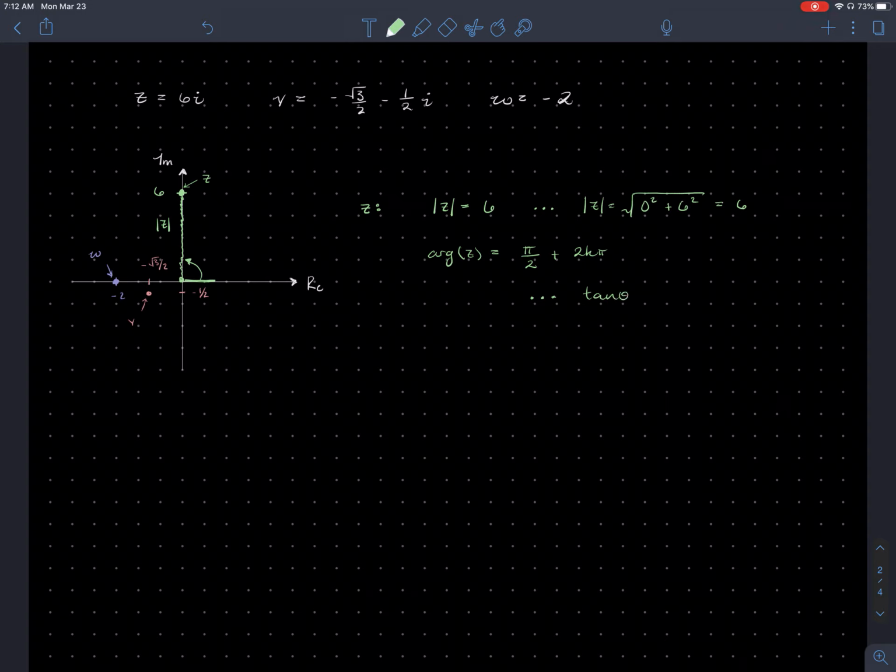So we can say tangent of theta is equal to our imaginary over our real. And this ends up being when theta is equal to pi halves plus 2k pi, where we say theta is our argument.